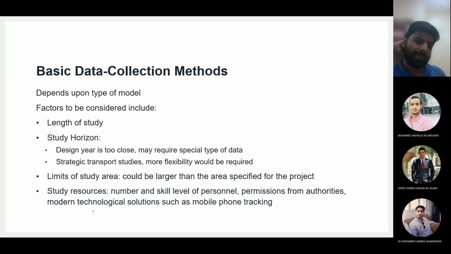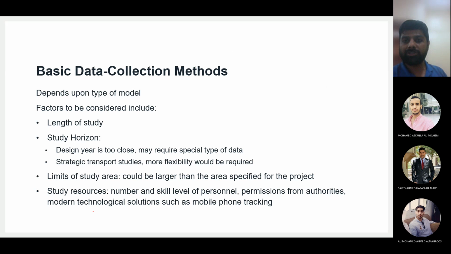Okay, and this happens. Study resources: how many people you have, what skill levels you have for the people. Do you need permissions from the authorities? Last year some students were trying to get data from the airport, and they couldn't get it. They were basically looking for permission to collect data at the airport. They were just asking for permission to stand inside the airport and just observe. They were observing noise levels. So they were not bothering anyone. But COVID happened, right? So with COVID, they couldn't even get the permission to stand inside the airport. So then they relied on some other things.